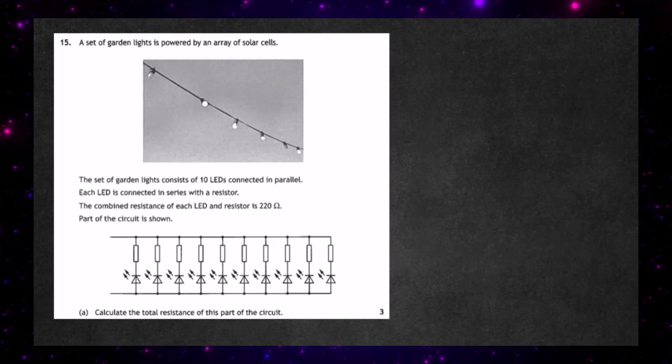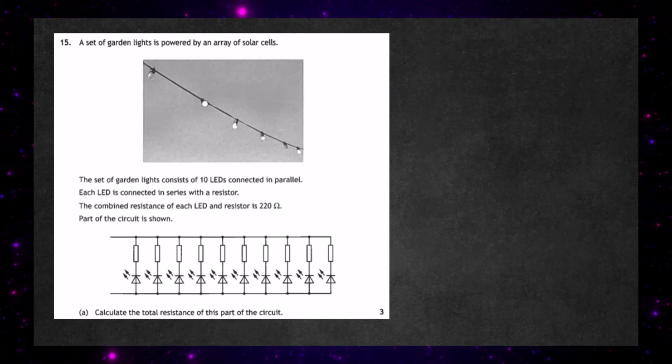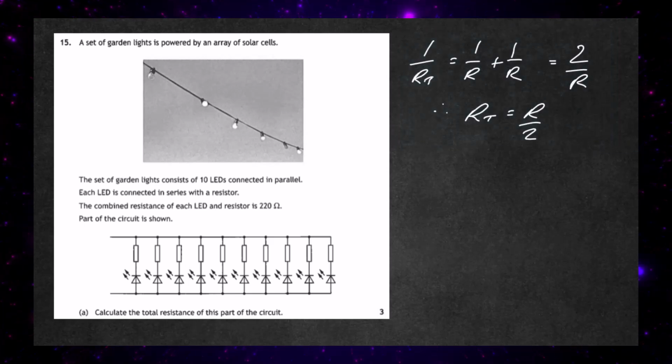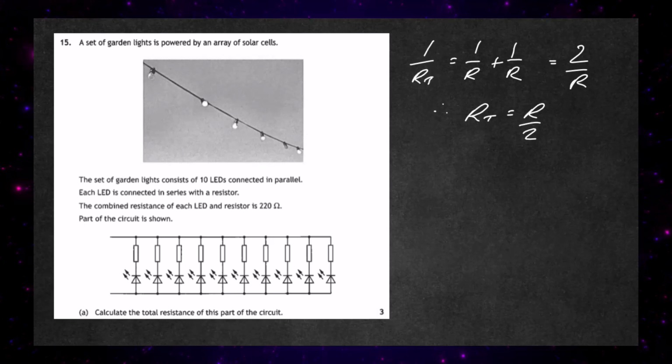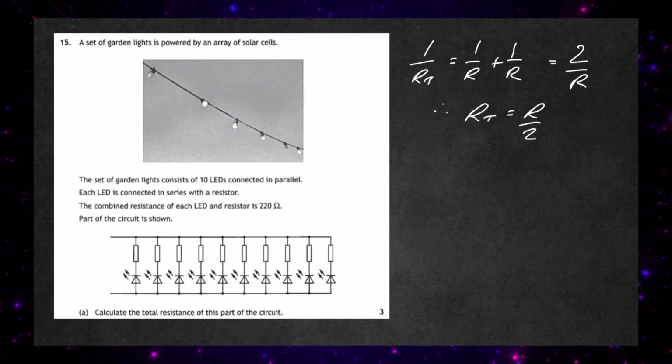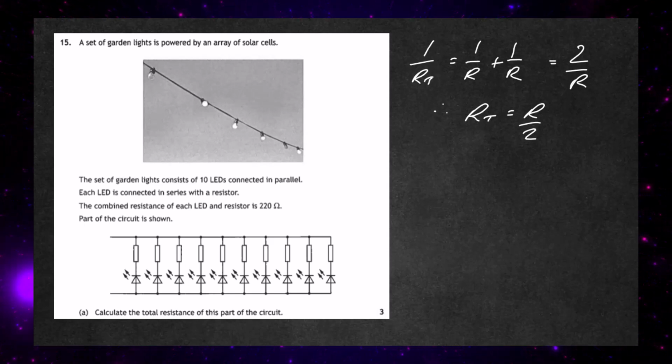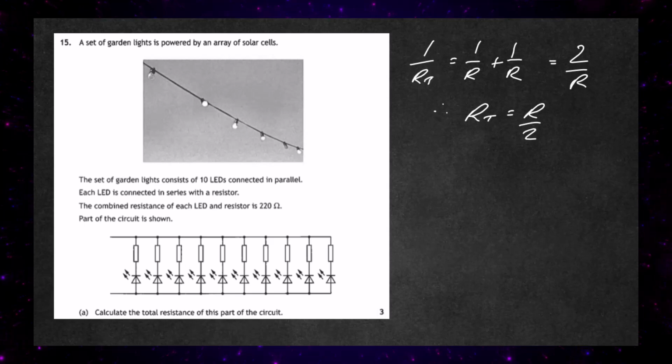Well, there's an easy way to do it, or you could do it the long way. I'll show you how we do it the quick way, just by using the formula. We know that if we've got 2 identical resistors in parallel, 1 upon RT is going to equal 1 upon R plus 1 upon R, equals 2 divided by R. Therefore, the total resistance must be a half of the original resistance, R divided by 2. That's when we've got 2 resistors in parallel.